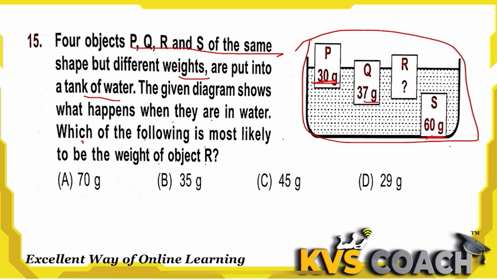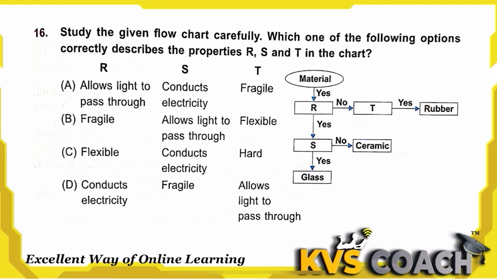37 gram is Q, but R is higher than Q but lower than P. It means R is between 30 to 37. It means R will be 35 only, because 70 is more than 37, 45 is more than 37, and 29 is less than 30. And I need the amount which is between 30 to 37. Option B is the right answer here.